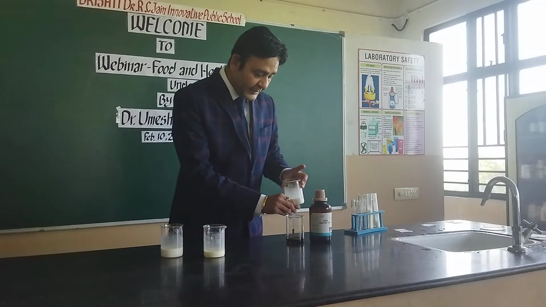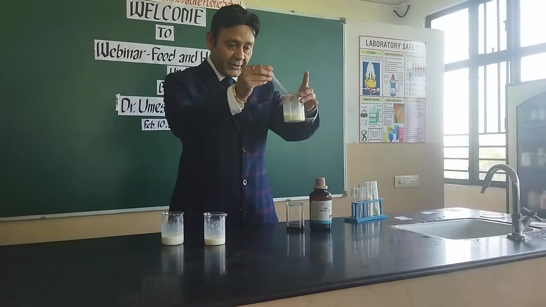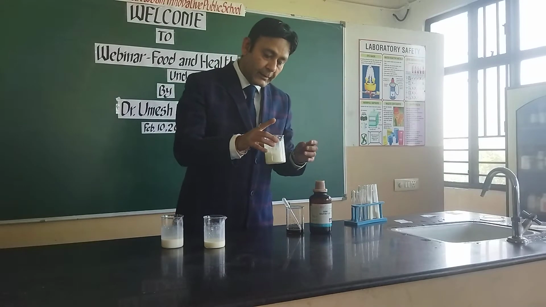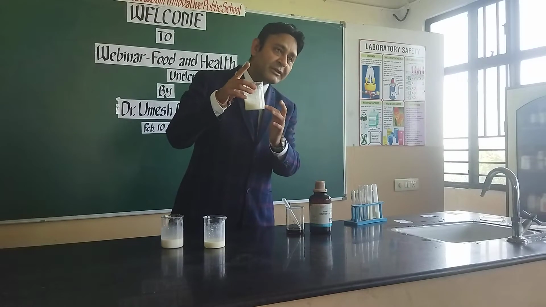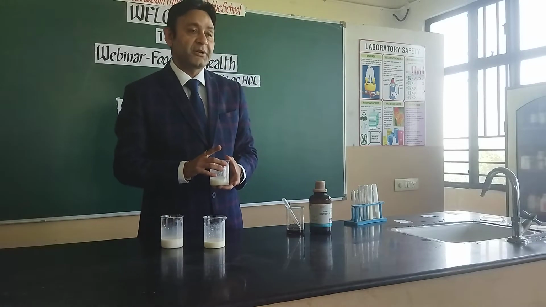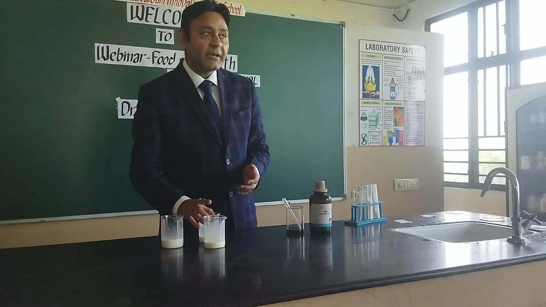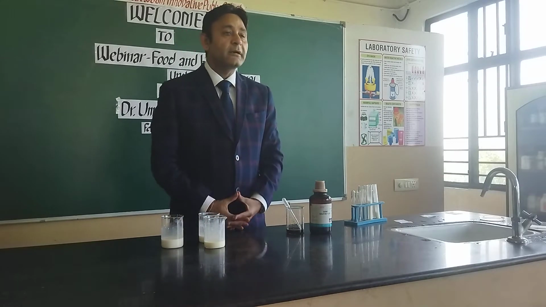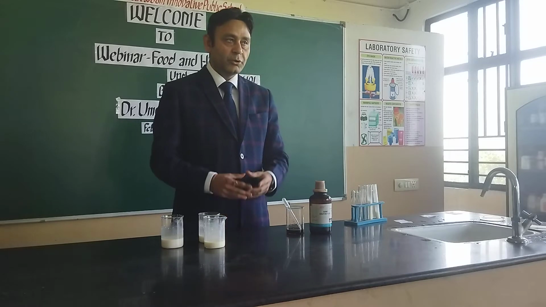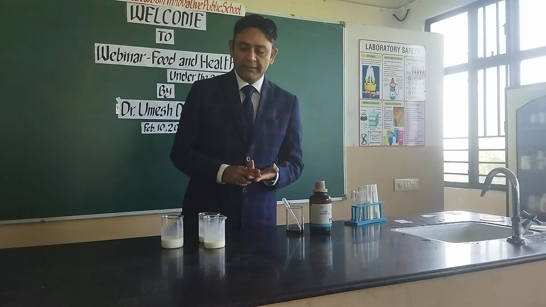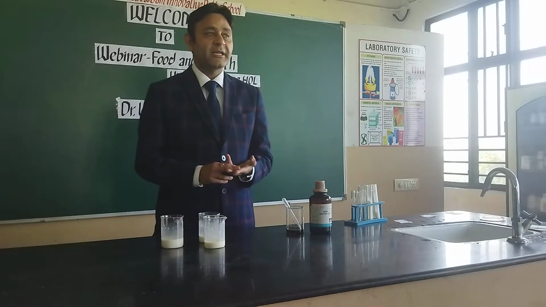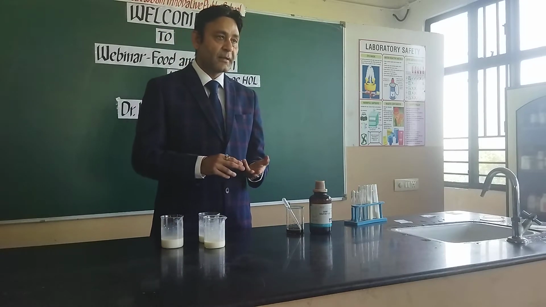So here I have added the tincture of iodine, and now it is turning out to be a little bit blue. The blue tinge is coming, and that blue tinge indicates the presence of starch in it. So this is the testing of the adulterated milk. Two tests I have shown here. Number one, test of the presence of detergent, and number two, test of the presence of starch.